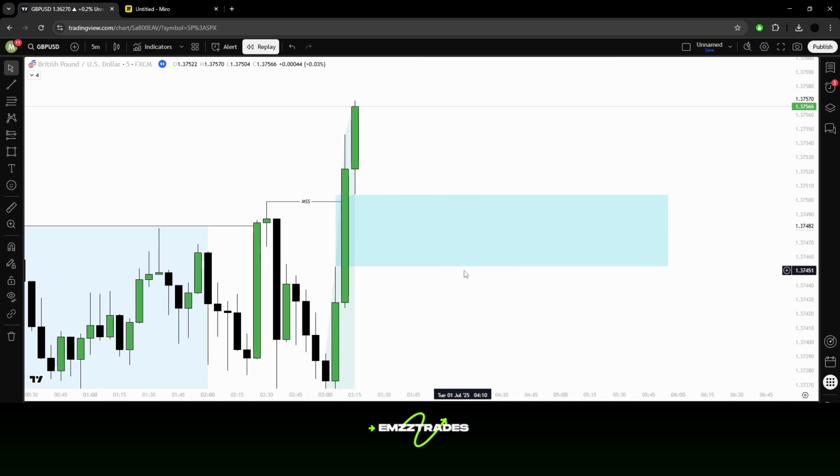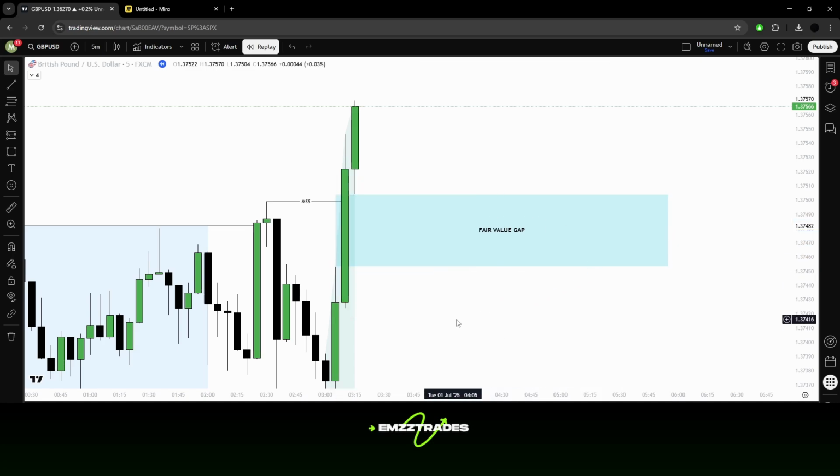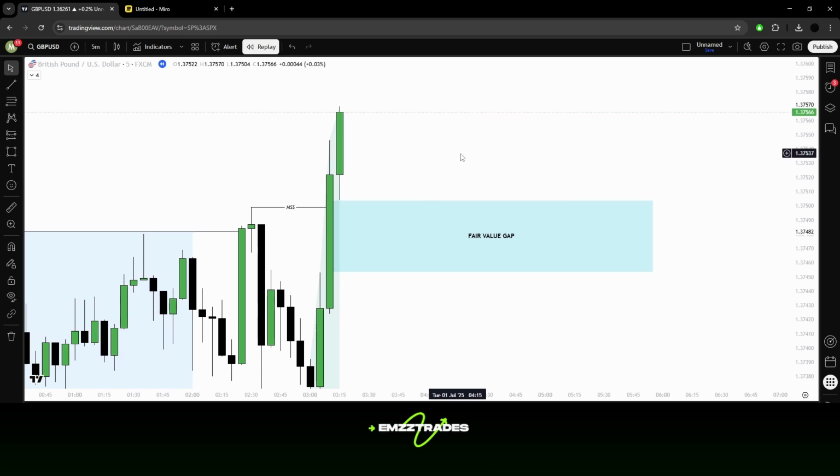As you can see, I've just marked out my FVG. I'm going to name it as well, fair value gap. So I've just named it fair value gap then, and all we've got to do right here, and as you can see, it overlaps with the market structure shift, which is amazing, and this is exactly what we want to see. And I'm going to be giving you guys full authenticity in this trade, full transparency, and you're going to see exactly how everything plays out.